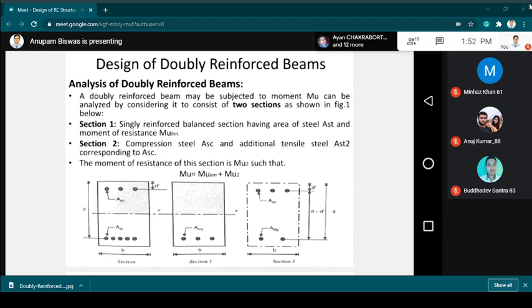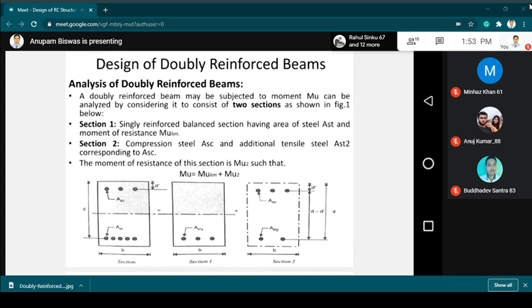So it is the combination of two. There is also extra tension reinforcement available at the tension zone, Ast2, corresponding to the compression zone reinforcement. The summation of all this reinforcement will form the whole section of the doubly reinforced beam. So this doubly reinforced beam could be seen as the summation of two different sections of structure.